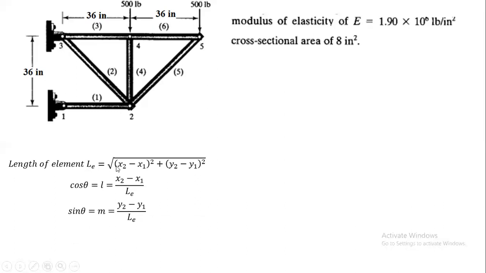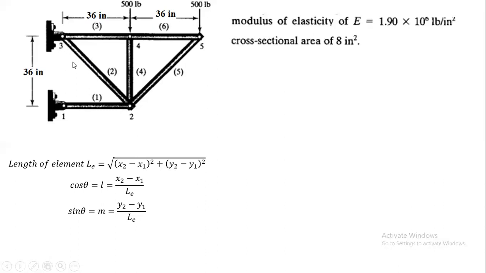This is the equation for the length. Now the length of the element is the square root of (x2 minus x1) square plus (y2 minus y1) square. Now when we apply it for element number 1, it is coordinates of node number 2 minus coordinates of node number 1, that is x2 minus x1 its square plus y2 minus y1 square. Now when we apply it for element number 2, it is coordinates of node number 2 and coordinates of node number 3 we are considering.